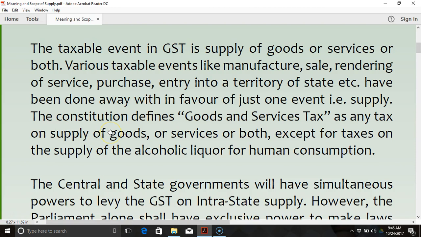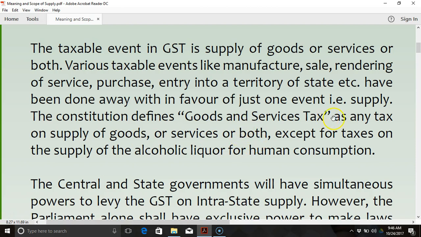Whenever this word supply is used, in most cases it comes along with the words supply of goods or services or both. Throughout the GST Act, whenever supply is being talked about, it comes like this: supply of goods or services or both. This is used because the Act does not make much distinction between goods or services except in a few cases. So, most of the time, goods or services are not distinguished, and therefore, when supply is talked about, it is in conjunction with supply of goods or services or both.